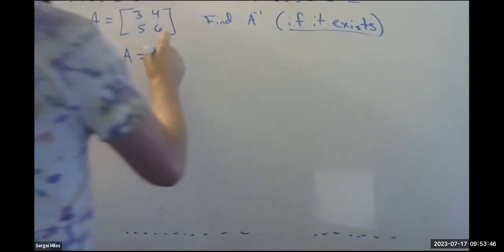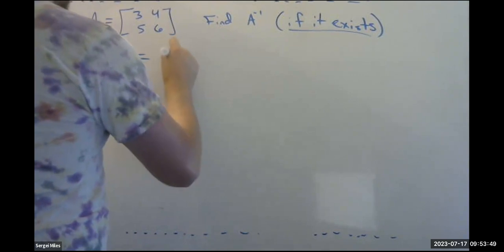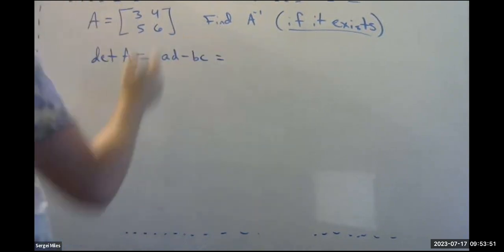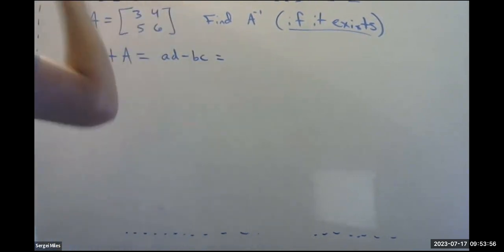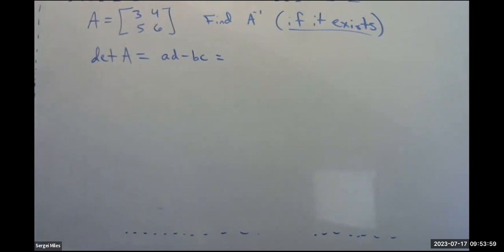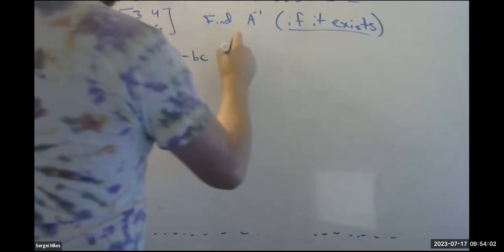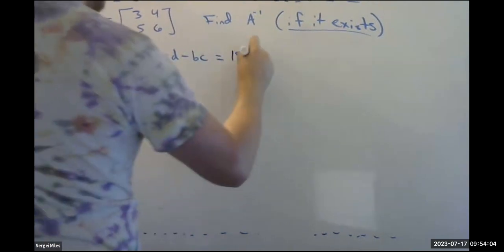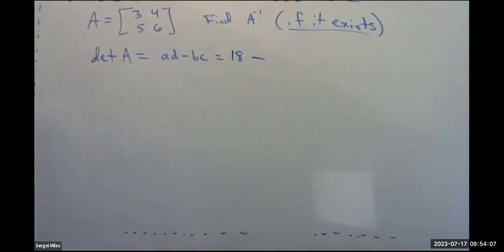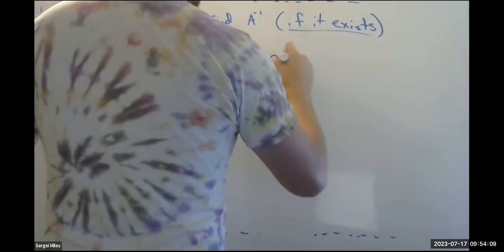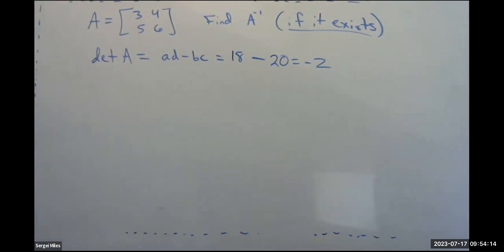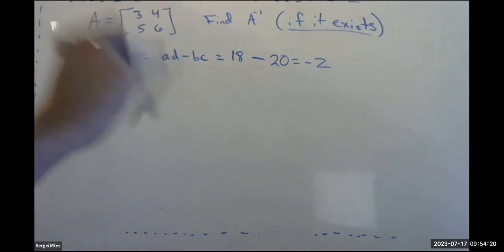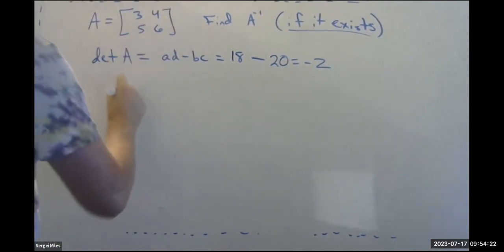The determinant is, for a 2 by 2, AD minus BC. I'm multiplying the first diagonal, which is 3 times 6. That's 18. Minus the off diagonal, 4 times 5 is 20. We get -2, which is great. All we needed was that AD minus BC is not 0. It could be any number. As long as it's not 0, we're golden. We can do this.